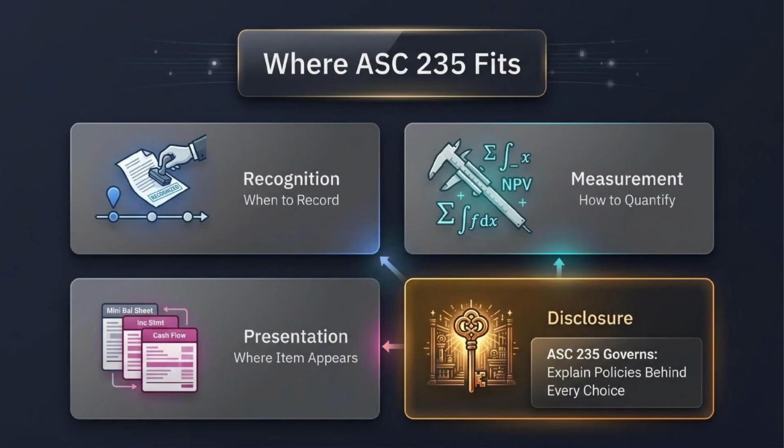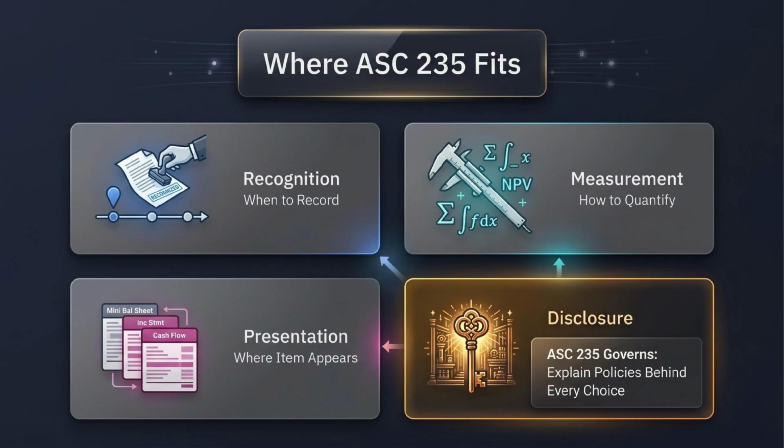ASC 235 fits in the disclosure layer of financial reporting. First, accounting standards tell us when to recognize an item. Then they tell us how to measure it. Then the financial statements show where it is presented. After that, disclosure explains the policy choices behind recognition, measurement, and presentation. This is why ASC 235 is placed at the end of the reporting chain, but it is not a weak or secondary topic. It makes the earlier steps understandable.